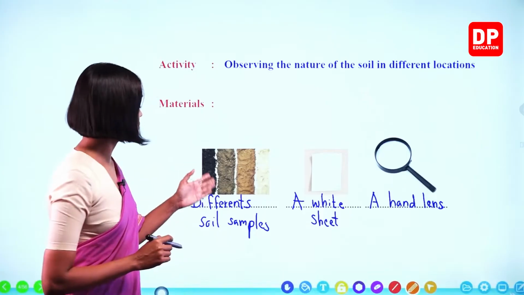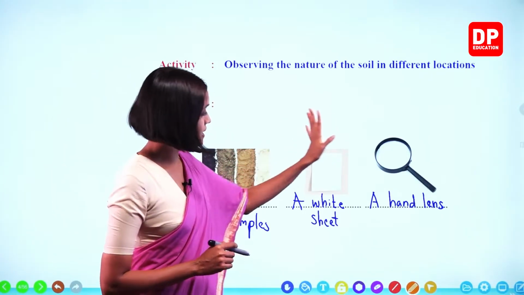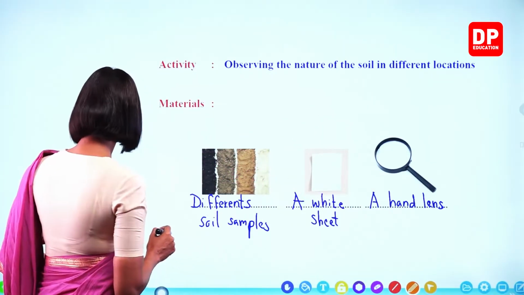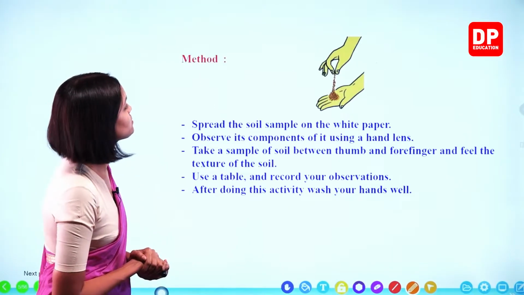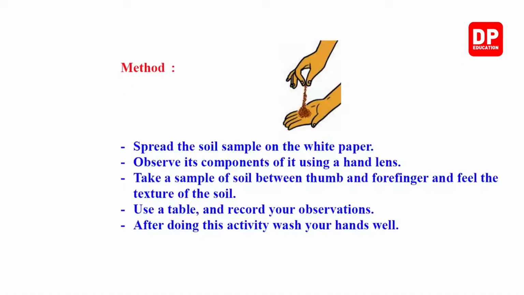Right? Different soil samples, a white sheet and a hand lens. Okay? Right. So how to do this activity? Look what you have to do. You have to check what you feel when you touch different types of soil samples.